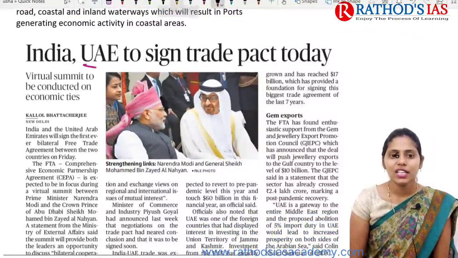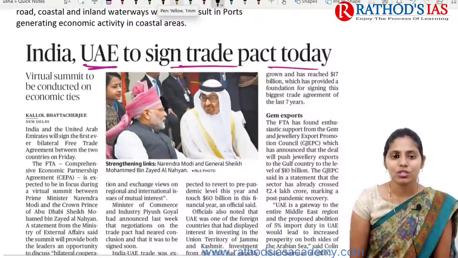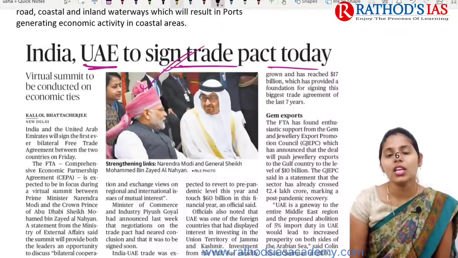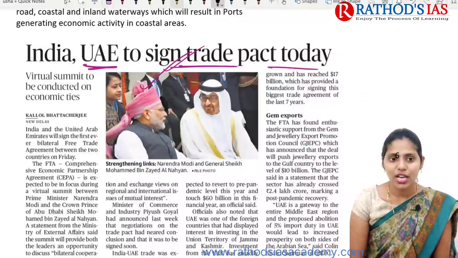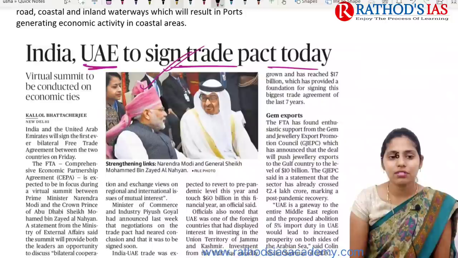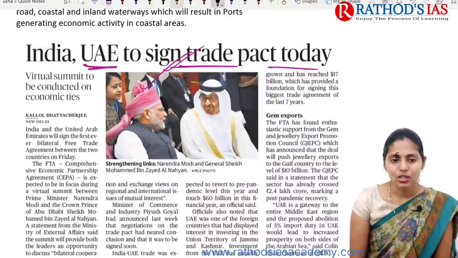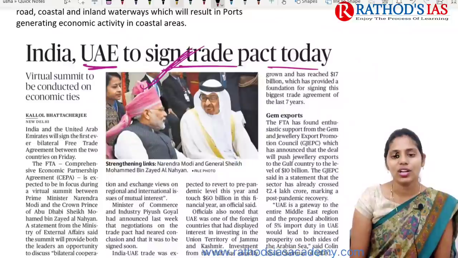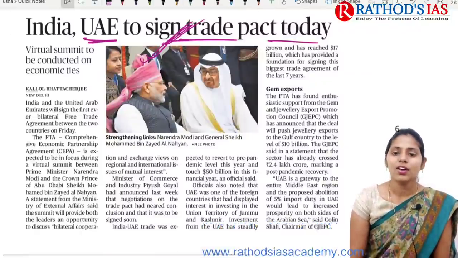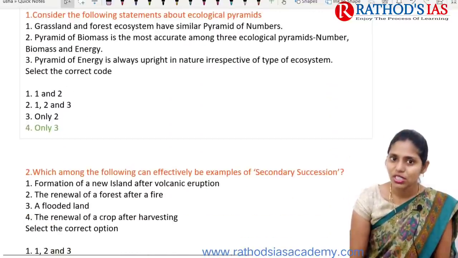It is regarding India UAE to sign trade pact today. So this article is mainly talking about the India UAE bilateral free trade agreement. India will sign the first ever bilateral free trade agreement between the two nations today. Already we discussed this article in the second topic, right? And now let us see the explanation part for yesterday's questions.